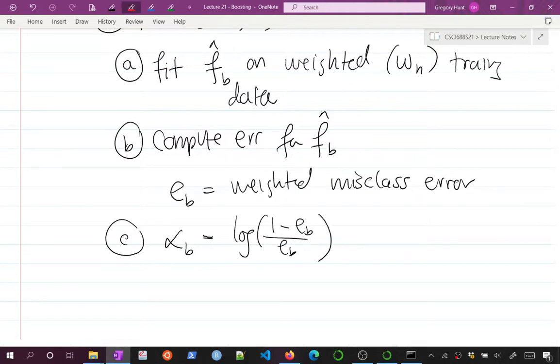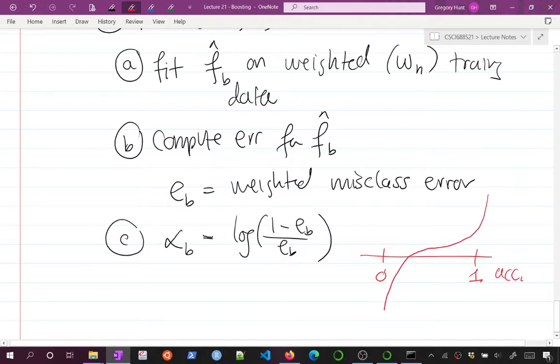So what this looks like is my misclassification error can be between 0 and 1. Or let's say my accuracy can be between 0 and 1, and this is basically what's called a logistic function that looks something like that. So if this is my alpha on the y-axis, I'm going to have a high weight if my accuracy is close to 1, and a low weight or negative weight if it's close to 0.